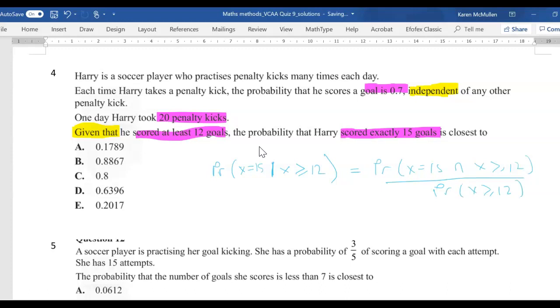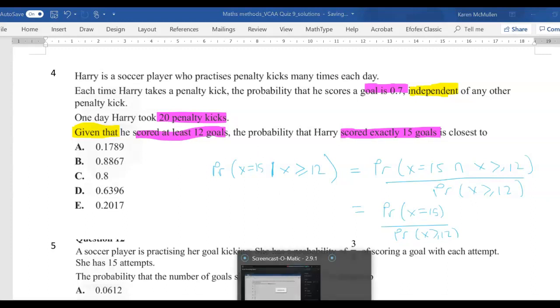So we can see the phrase at least used again, so very similar to question 1. If we've got X equals 15 and X is greater than or equal to 12, the only number they have in common is X equals 15, over the probability that X is greater than or equal to 12. So very similar to the first question. Let's just do it quickly.